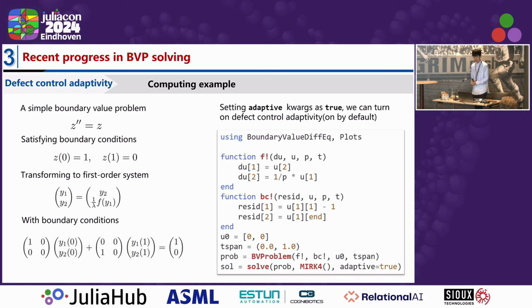So here is an easy boundary value problem example, which satisfies the boundary conditions. We can convert it to a first order problem. So this is just a simple boundary value problem. We set the adaptive keyword argument to be true, so we can turn on the defect control adaptivity in the numerical solver. Then we can get control of the accuracy and the performance of our numerical solution.